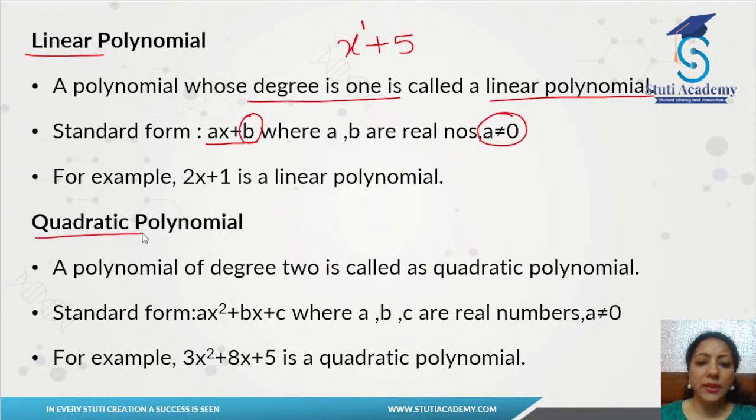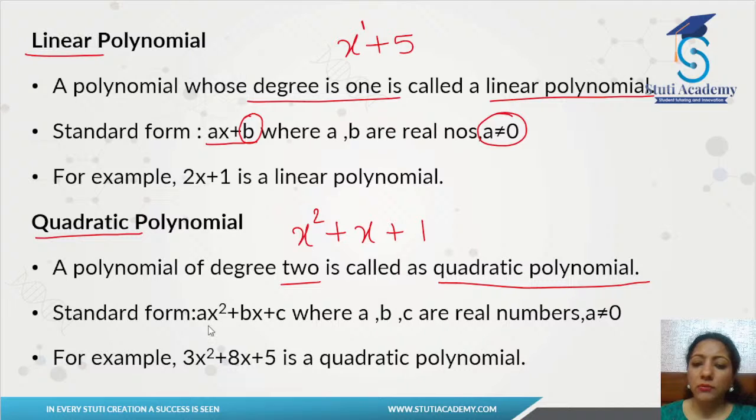Now we have quadratic polynomial. A polynomial of degree 2 is called quadratic polynomial. Degree 2 means the highest power here is 2. Let's say if I write x square plus x plus 1. This is the highest power, that's 2. The degree is 2. It's called a quadratic polynomial.